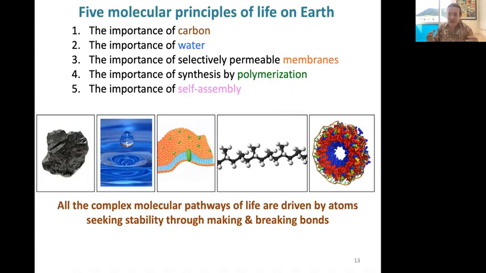So all of these complex pathways of life that take place in our cell are fundamentally driven by atoms that are seeking stability through the making and breaking of bonds.